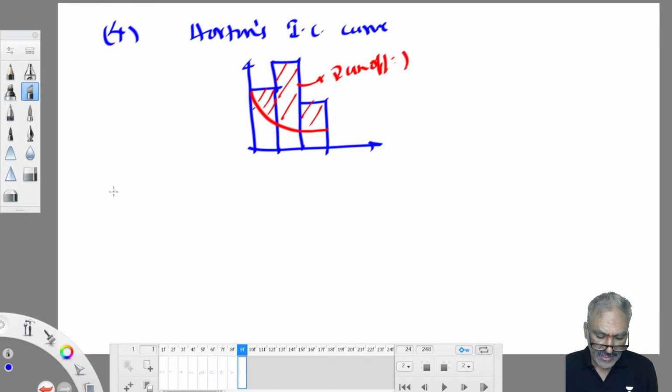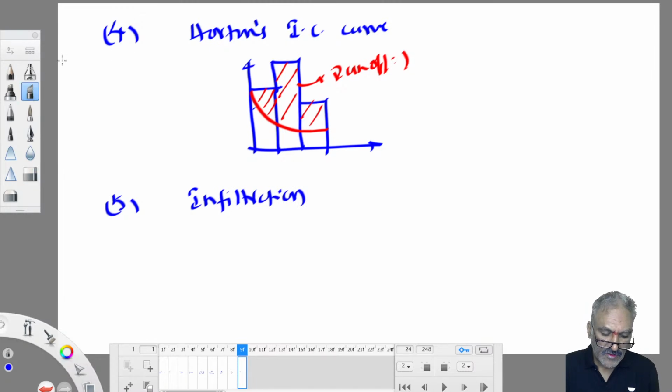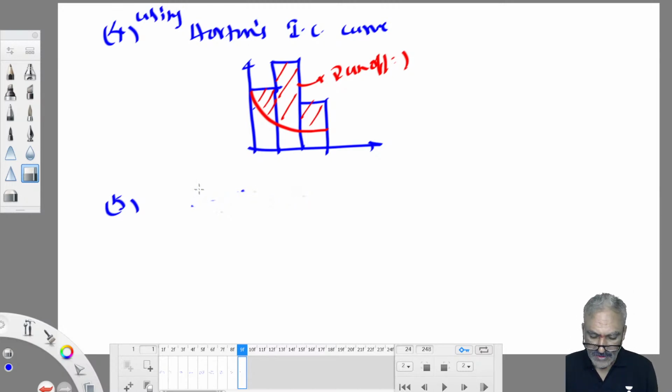Then using infiltration indices also you can find out runoff. Using Horton's curve, we can find out runoff. Using infiltration indices also, you can find the runoff component. All these things we already discussed. To teach you one particular method, this topic is designed using infiltration indices.